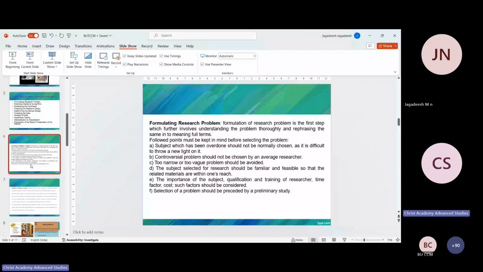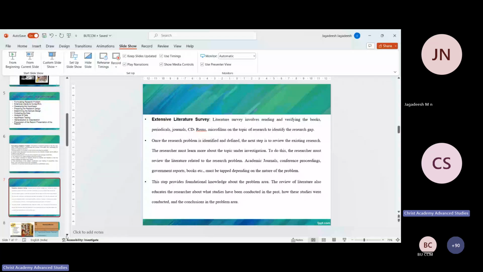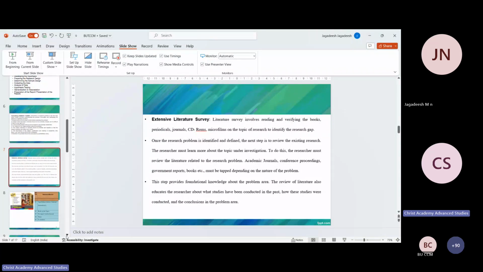Say, for example, here the researcher at this stage has identified the problem. Once the problem is identified, the very important step is extensive literature survey. So this extensive literature survey is also called review of literature.